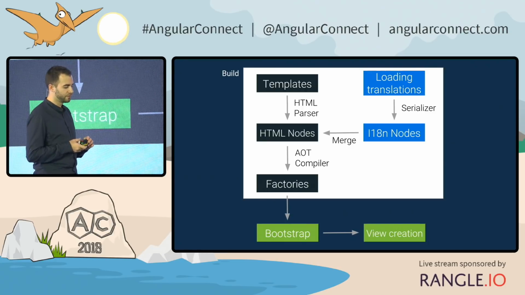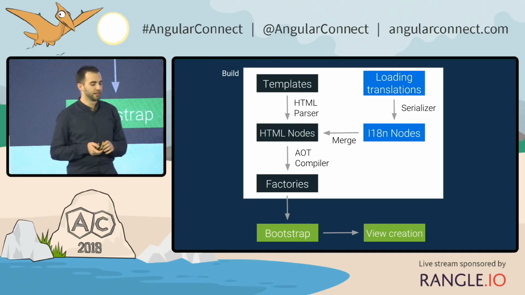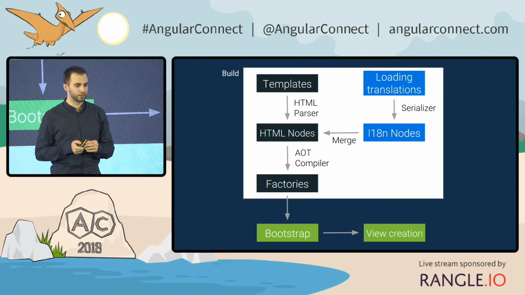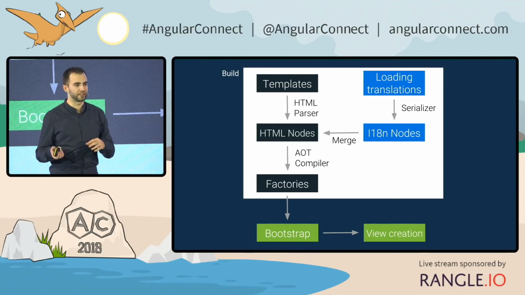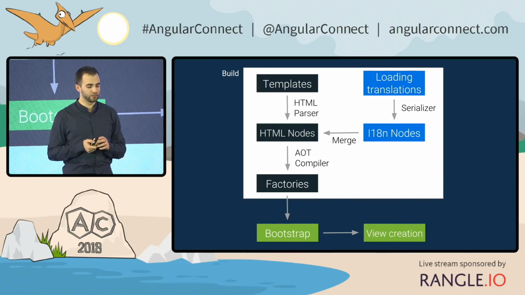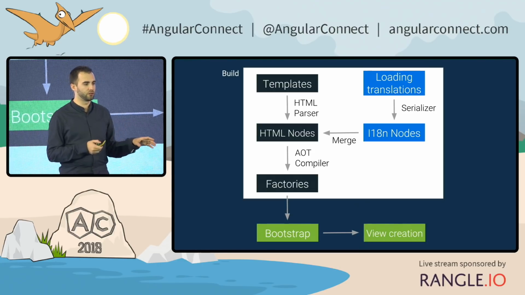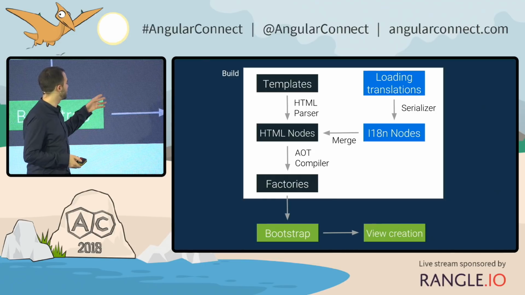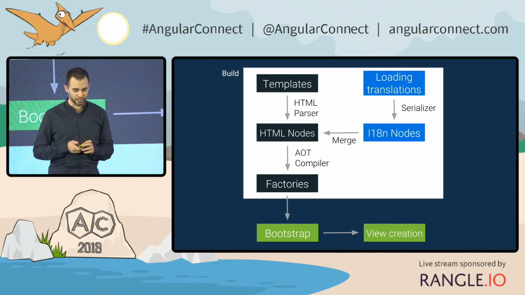We have your template, and the HTML parser generates HTML nodes. And then the AOT compiler generates factories. And at the same time, at build time, you load your translation. A serializer will transform XLIFF or XMB, XTB, depending on what you use, into i18n nodes. And we will then merge them and replace the HTML nodes by the translations. And then your app bootstraps and your view is created. You have your application in another language, and everything is great.